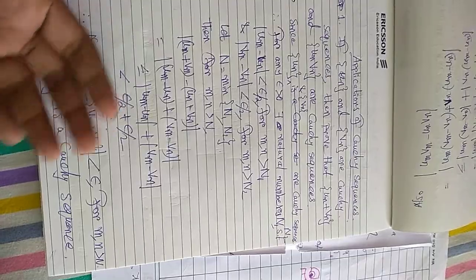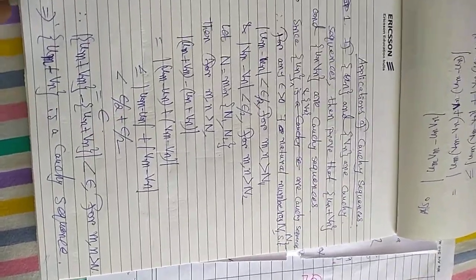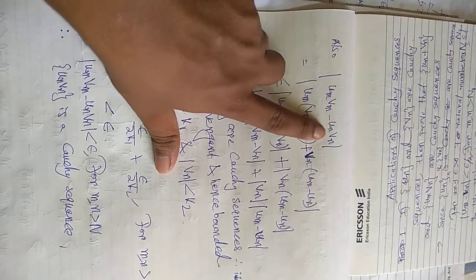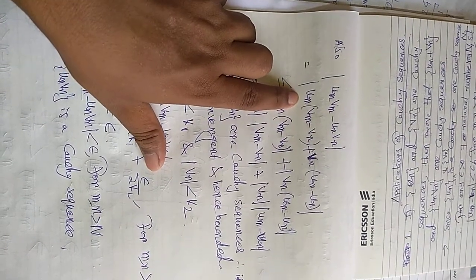So the next thing is very easy. Now this is a Cauchy sequence. Now the next thing is, consider this UmVm minus UnVn, which can be written in this way.